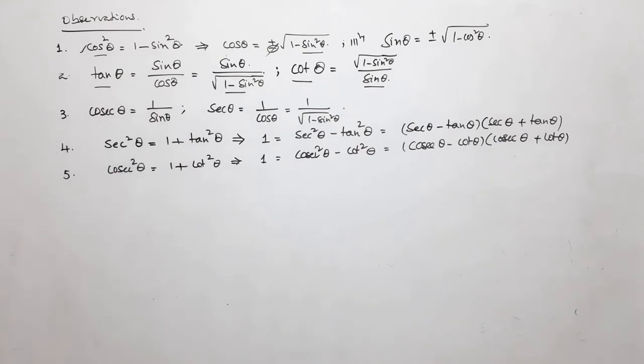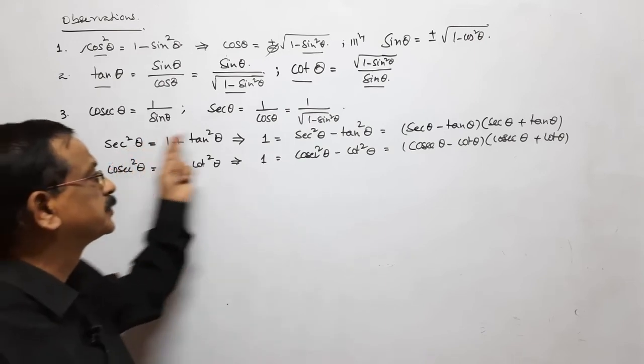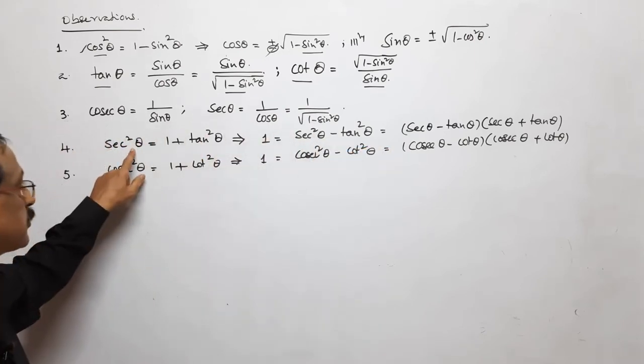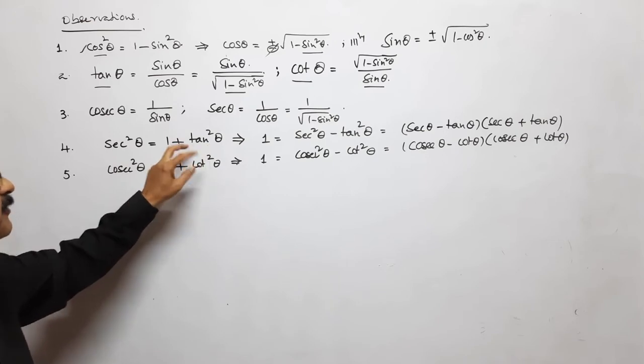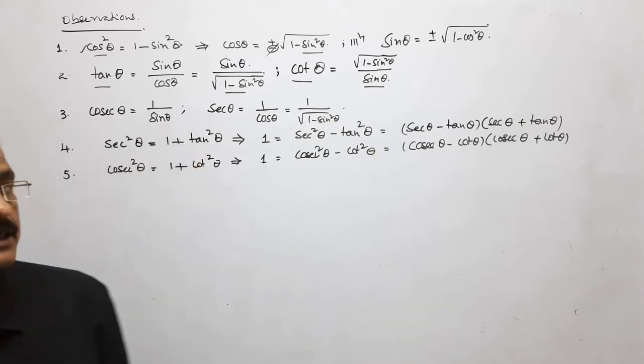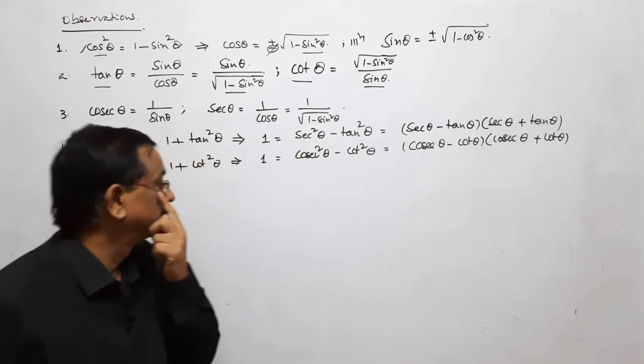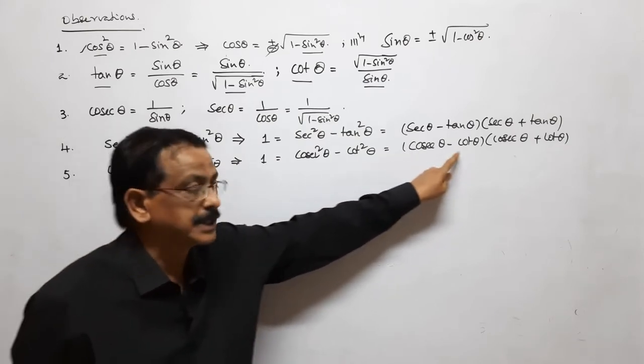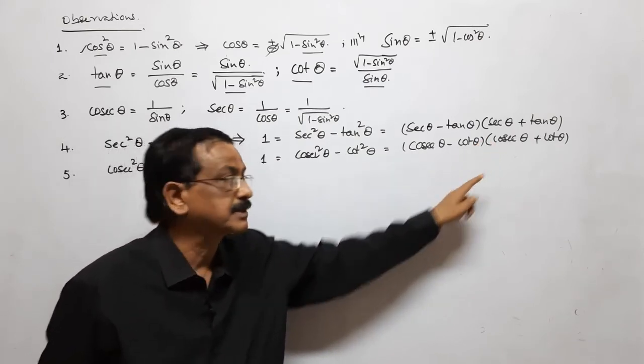So several identities you can look into. Secant square theta is 1 plus tan square theta. From this you can observe that secant theta minus tan theta into secant theta plus tan theta is 1. Similarly, cosecant theta minus cot theta into cosecant theta plus cot theta is 1.